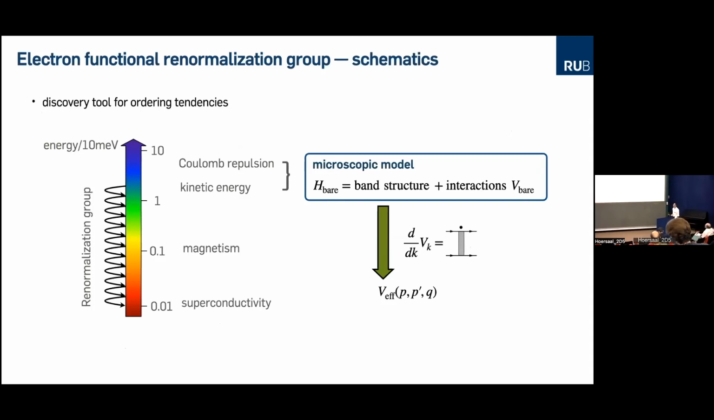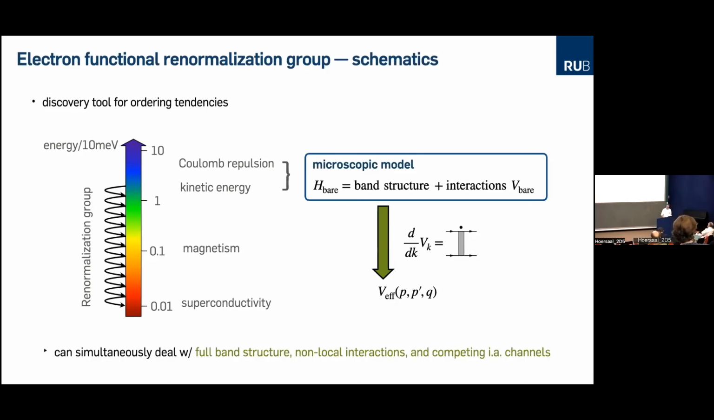So what I would like to do in that context is employ the functional RG. I will not go into technical details, and we are also not doing something unconventional here. So basically, we're just using this as a discovery tool for ordering tendencies by starting with this microscopic model and then following the two-particle interaction vertex in its RG, and look at the RG evolution of this two-particle interaction.